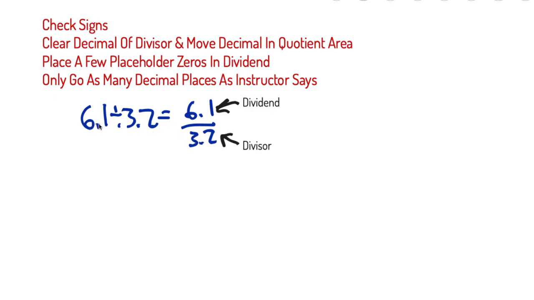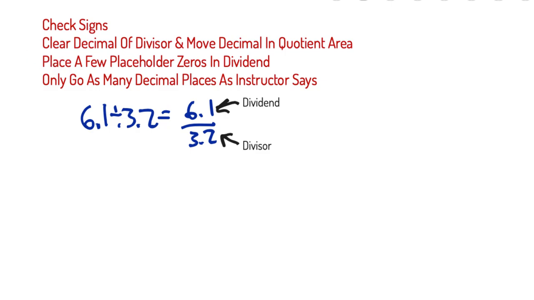So we do 6.1 divided by 3.2. We can rewrite that division problem as a fraction, 6.1 over 3.2. And the top number is the dividend, bottom number is the divisor. So when I talk about dividends and divisors, you know what I'm talking about. First number, dividend, second number, divisor. So let's actually do the math here.